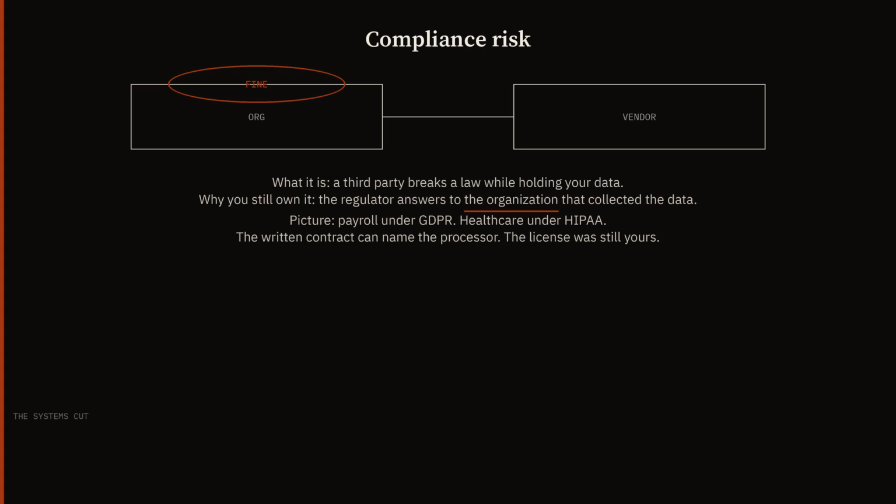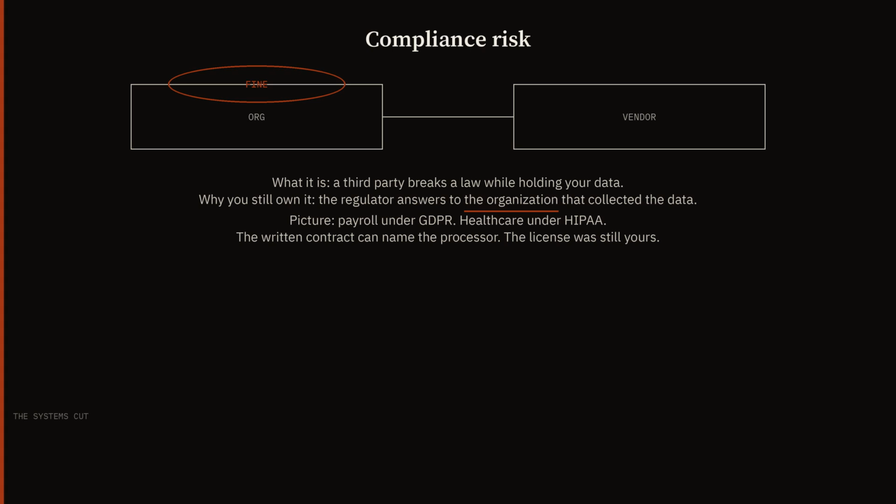A payroll processor that mishandles employee records can trip GDPR, which is the General Data Protection Regulation. A healthcare vendor that mishandles patient records can trip HIPAA, which is the United States Health Privacy Rule. Regulators treat the organization that collected the data as the party that must answer. The written contract can name the processor.